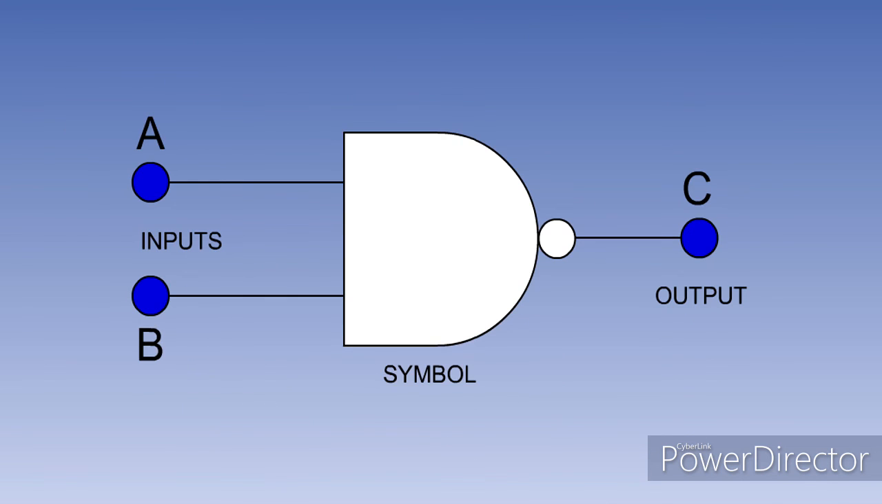This symbol represents the NOT AND or NAND gate. Notice that it is the same as an AND gate apart from the small circle at the output. The NAND gate is an AND gate with an inverted output. The output of this gate will be 1 if any input is 0. This is the exact opposite of an AND gate.